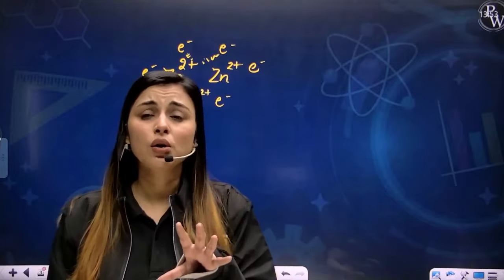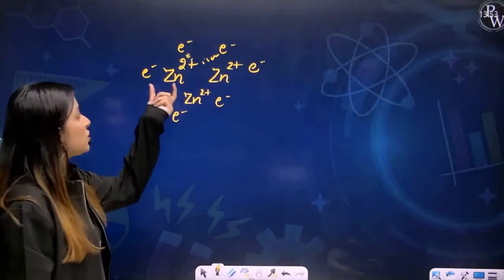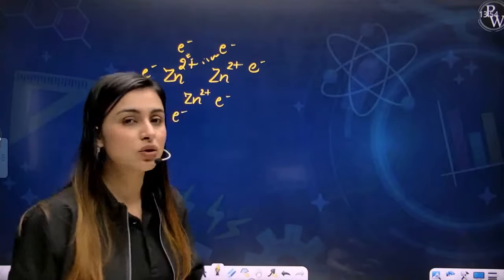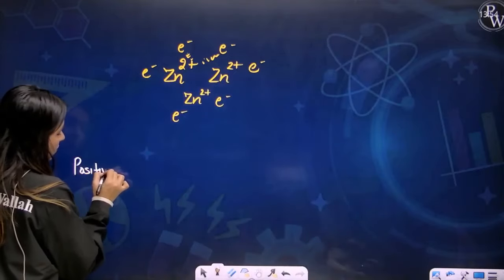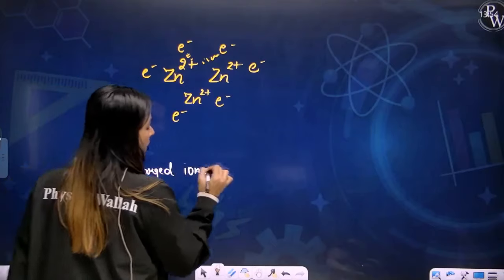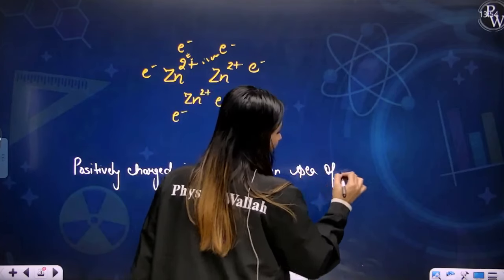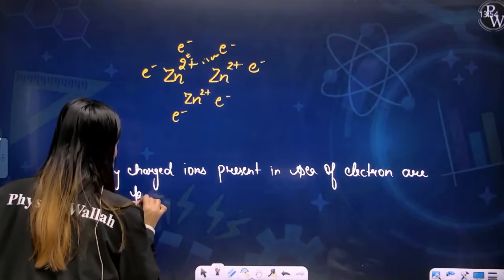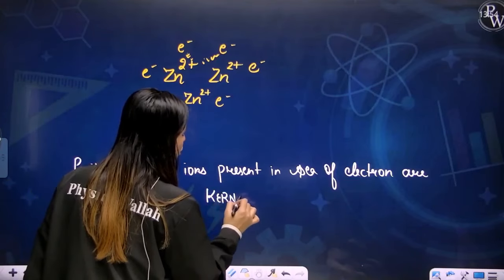Now let's try to understand metallic bonding a little more. If you see these positively charged ions present in the sea of electrons, they are also known by a name, which is kernels. So you need to write this down: positively charged ions present in sea of electrons are known as kernels.